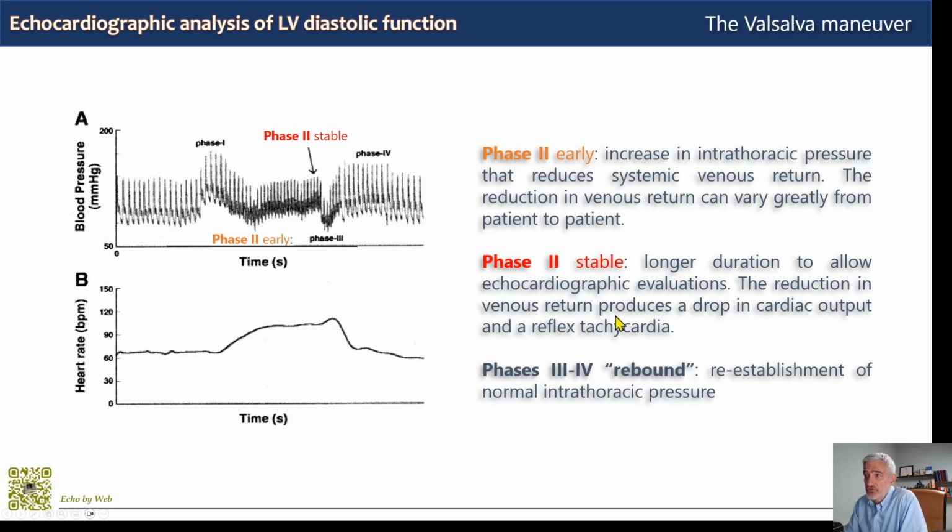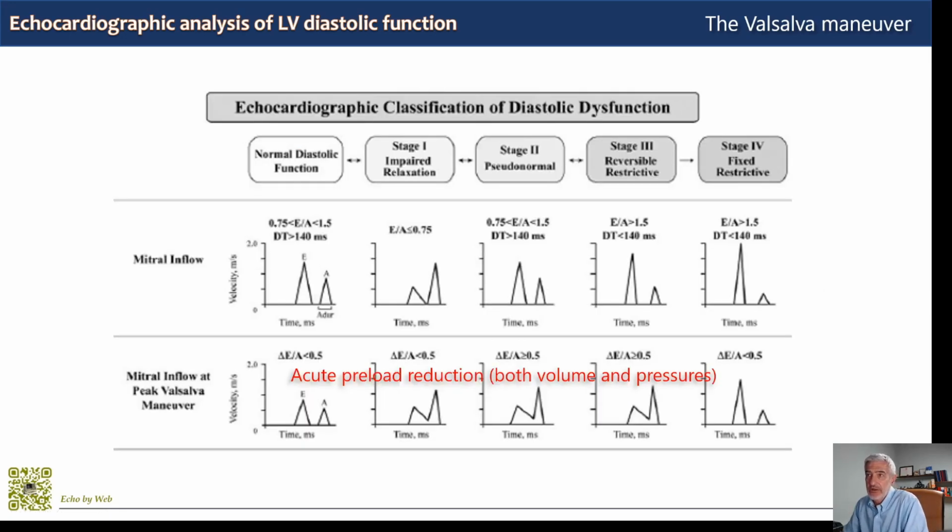The reduction in venous return produces a drop in cardiac output and a reduction in left ventricular volume and in left atrial volume. There is also a reflex tachycardia. In phases 3 or 4, there is a rebound with the re-establishment of the normal intrathoracic pressure. Now, the Valsalva Maneuver reduces left ventricular preload dramatically and very fast. So why would we want to perform an echocardiogram during an acute reduction of preload?